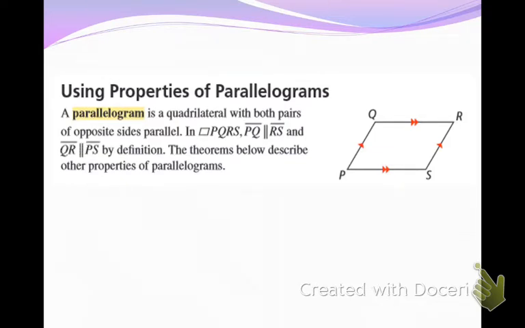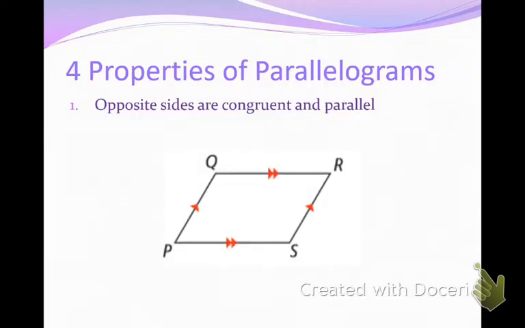What do these triangles mean? They're parallel. So triangles mean parallel. The lines like this mean that they're congruent. All right? So there are 4 properties because of this. The first one, this will go in line 1. Opposite sides are congruent and parallel. So the opposite sides are the same measure as well as parallel.